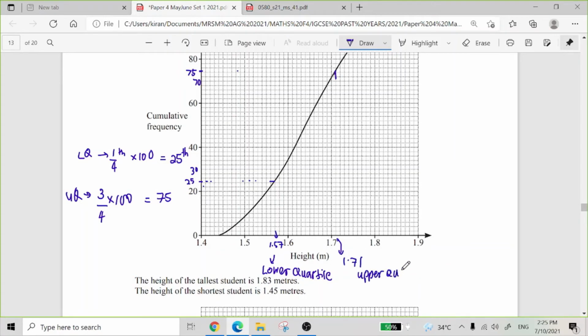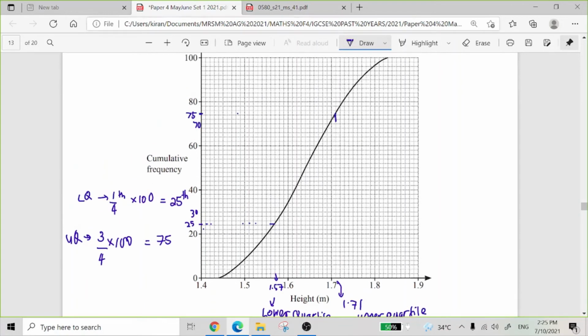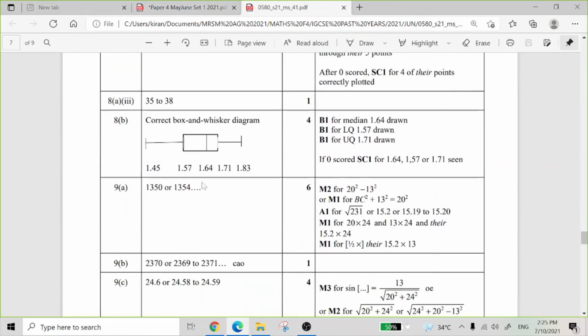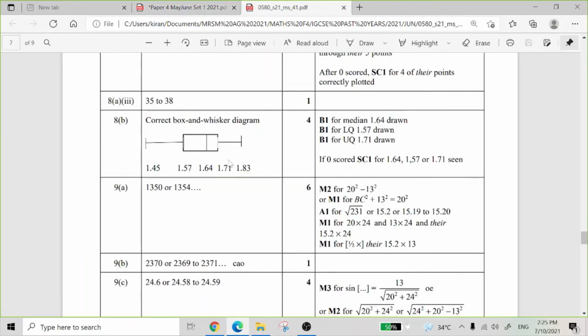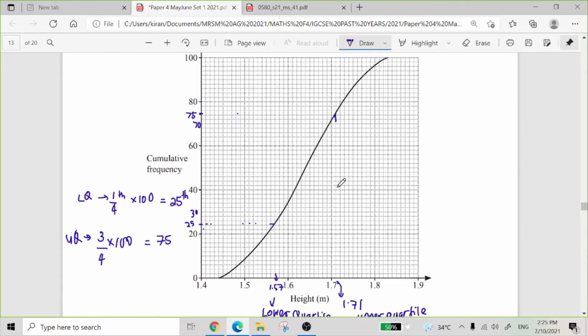Actually, you will get the same answer since the cumulative frequency diagram is given. So make sure that you get the same answer here. As you can see, this one is the lower quartile, which is 1.57, and this is the upper quartile, which is 1.71. And then the median.